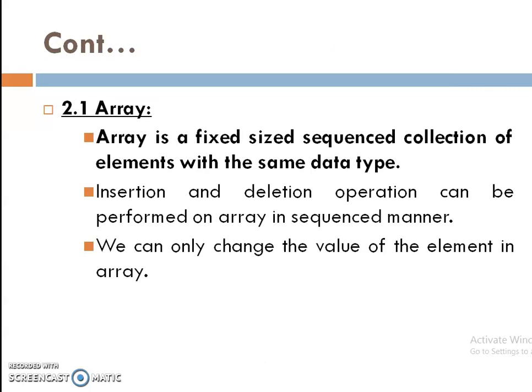Now the first non-primitive data structure is array. An array is a fixed size sequenced collection of elements with the same data type and same data name. Insertion and deletion operations can be performed on an array in a sequential manner. We can only change the value of the elements in an array.